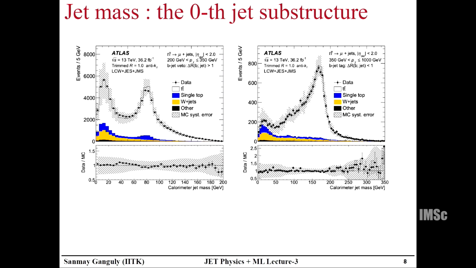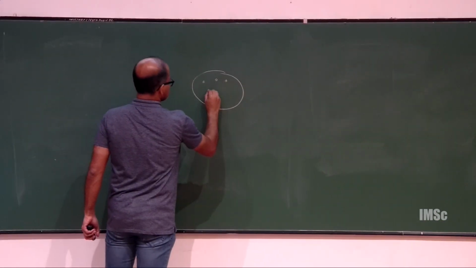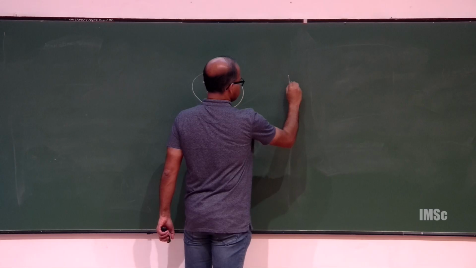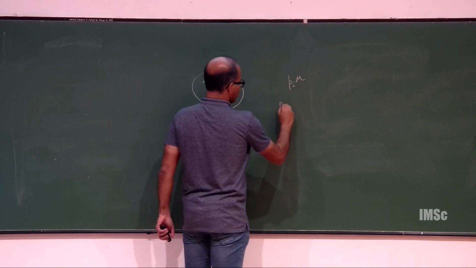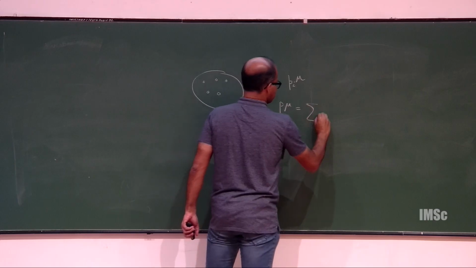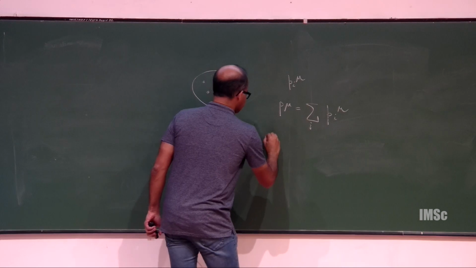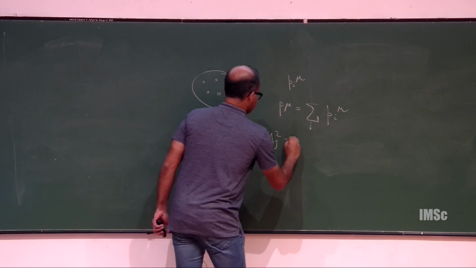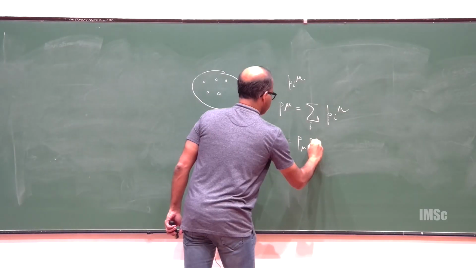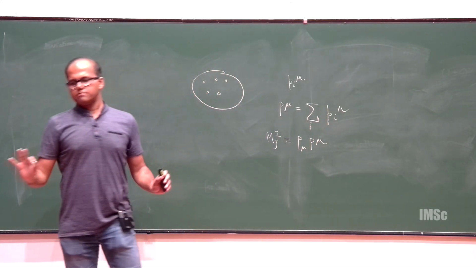it is a relatively simpler thing when we are talking about experiments. In experiment, what we call jet mass is something like the following. I have a jet which has constituents, each with a 4-momentum p_i^μ, and the jet 4-momentum by definition is a sum over i of p_i^μ, and thus my jet mass squared is p^μ p_μ. Okay, this is a very simple definition.